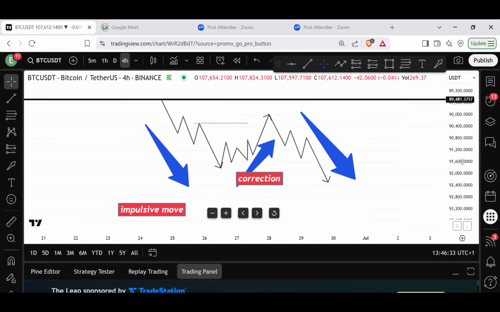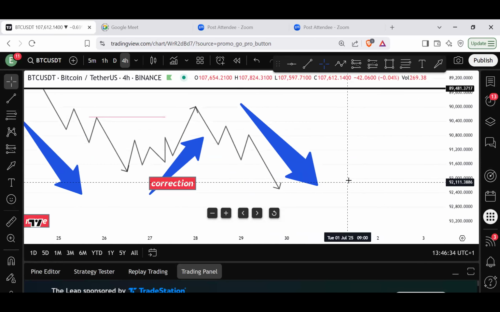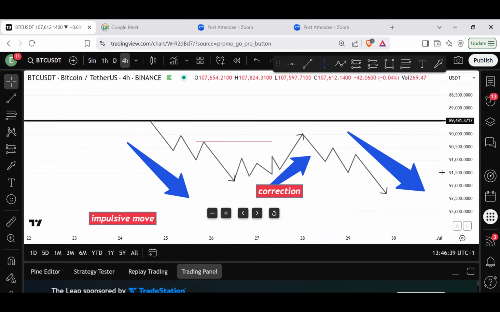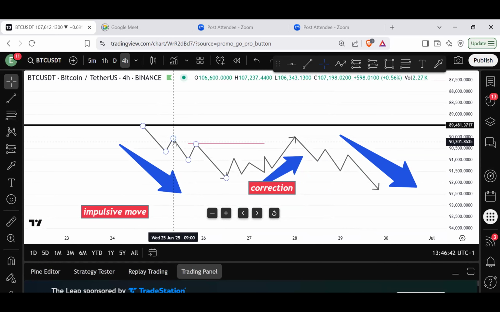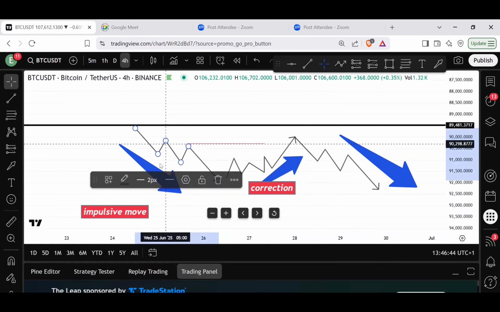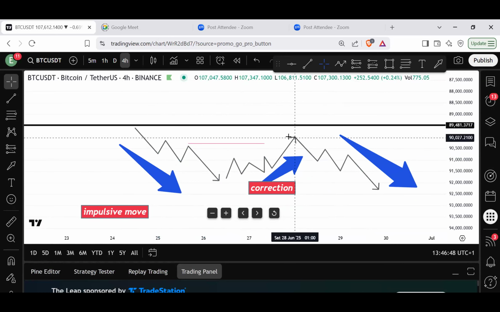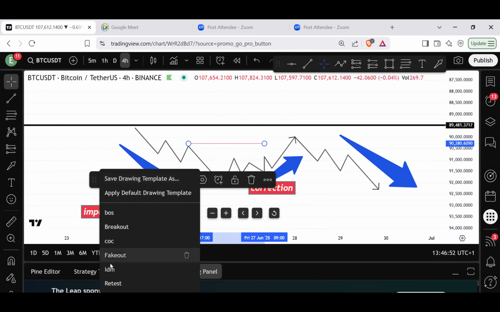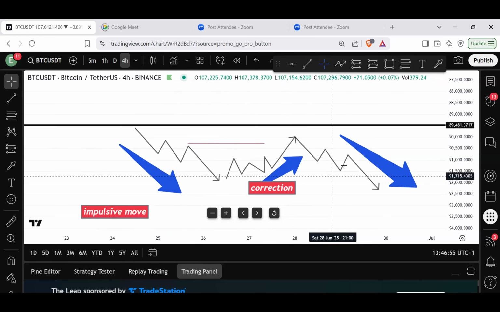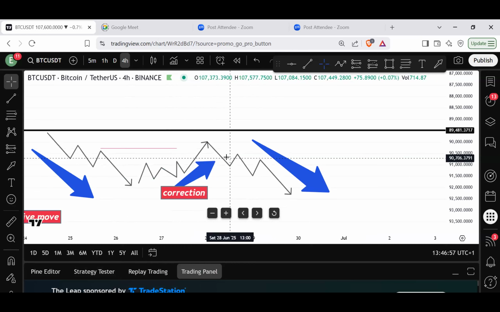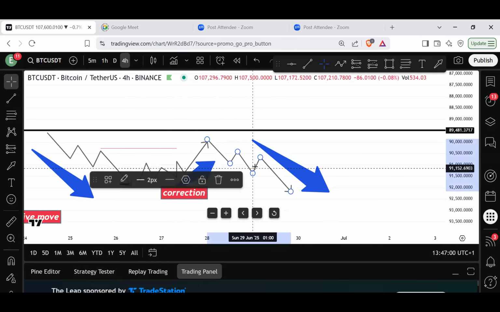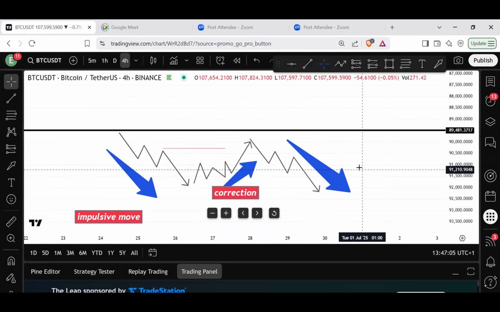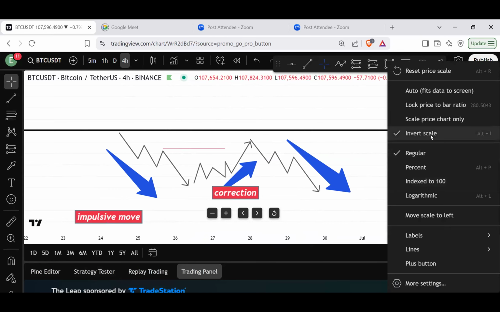So this is similar for a downtrend. I just inverted the scale. This is the first impulse. This is the correction. Then after the correction, we have the second impulse, another impulse. So that is what the market is doing.